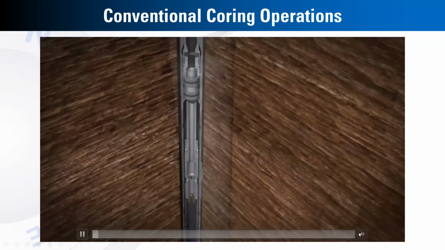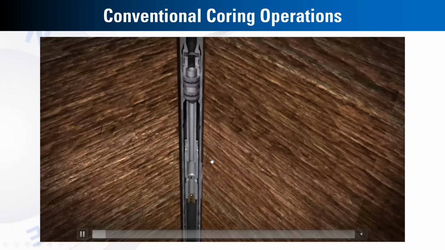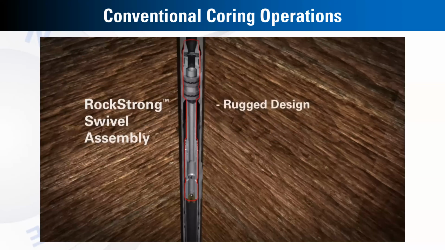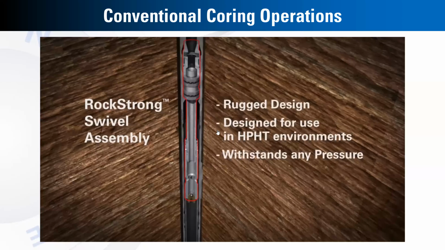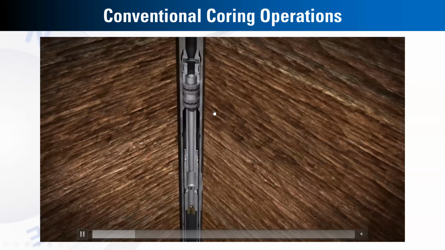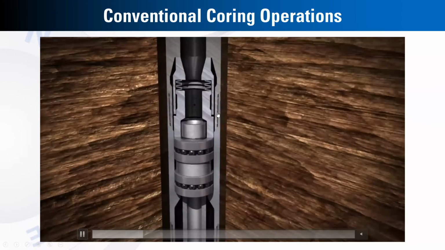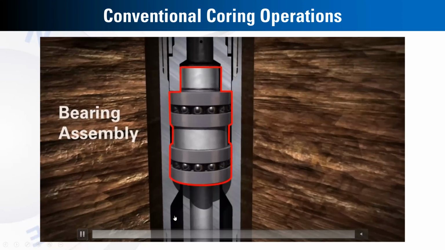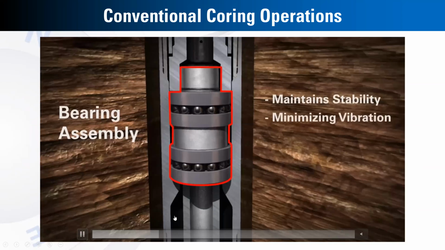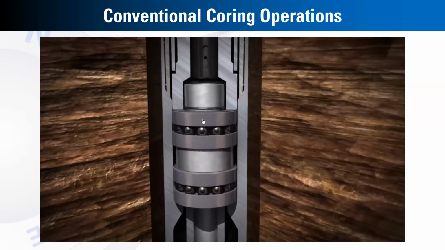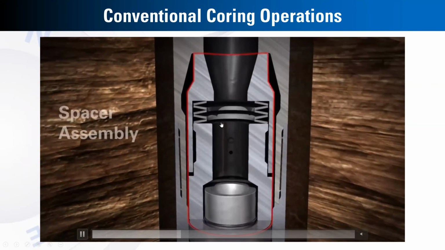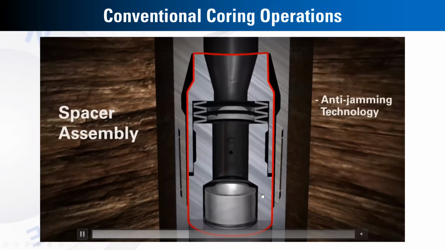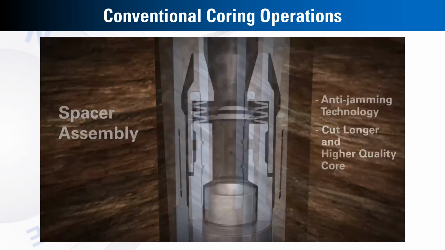So, as you can see in this video, we have the major elements of the conventional coring barrel for acquiring full diameter core. We have some elements like the bearing assembly to maintain stability during the coring operations and minimize vibration. The other element right here is the special assembly to ensure high quality core without fractures.